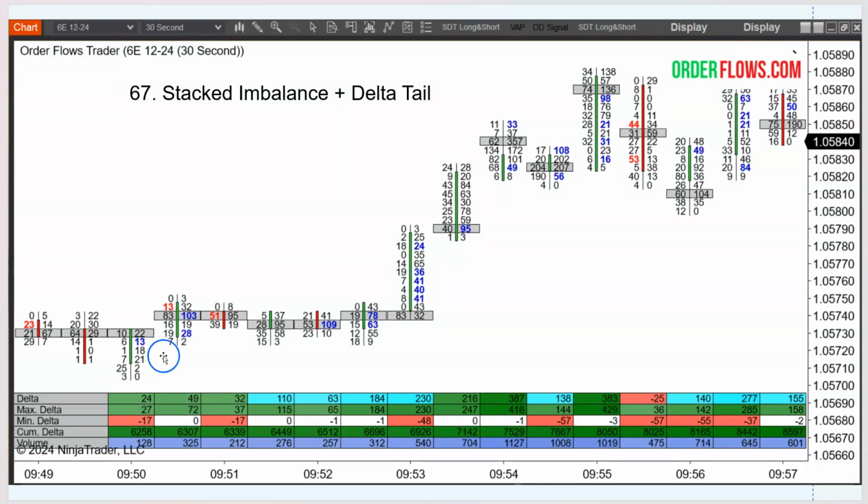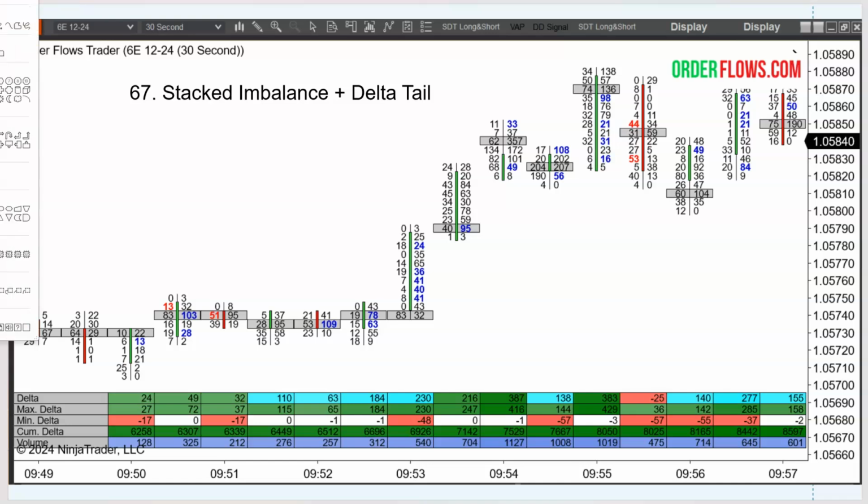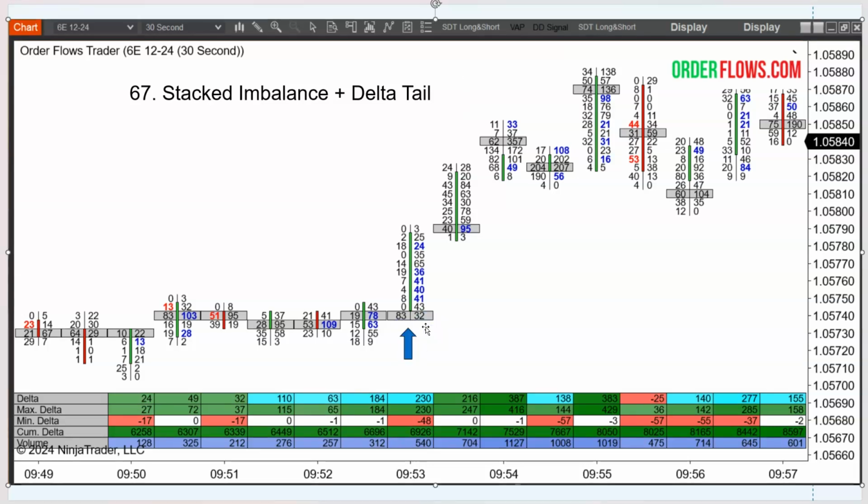You see your delta tail, right? It's coming in actually right here. Again, it is a little bit easier to see delta tails if you're using a delta footprint. But if you're not, then it's just going to be a little bit harder. You've got to start recognizing these things.